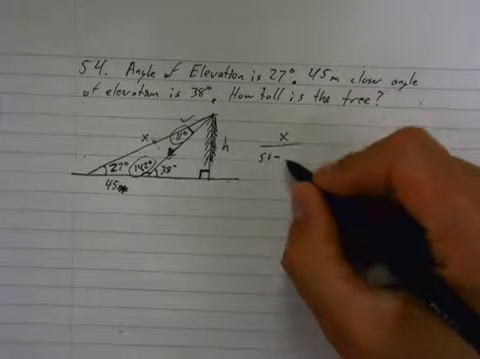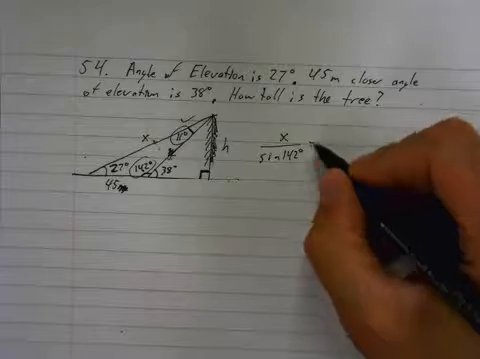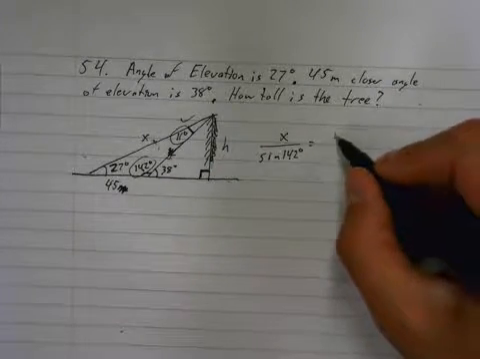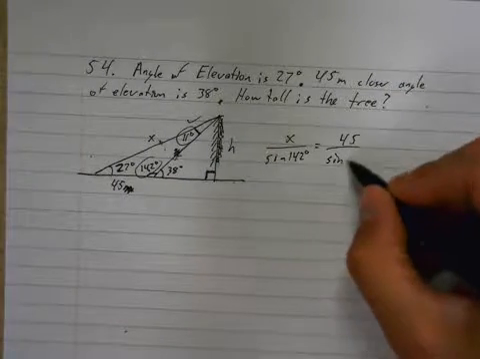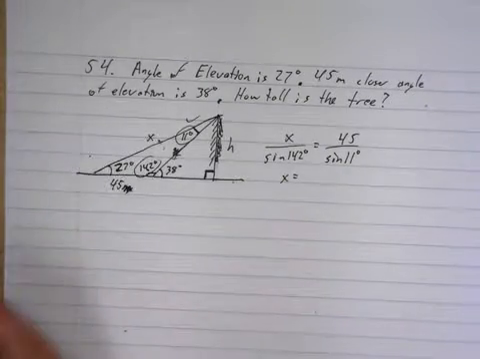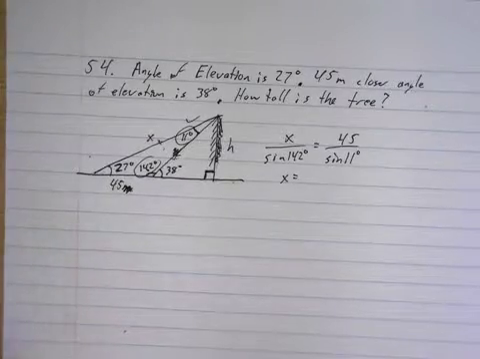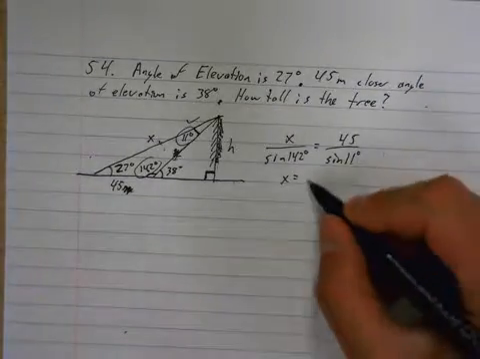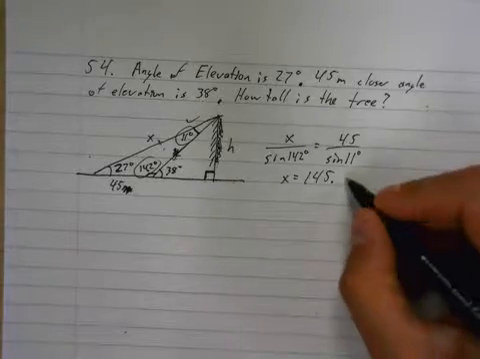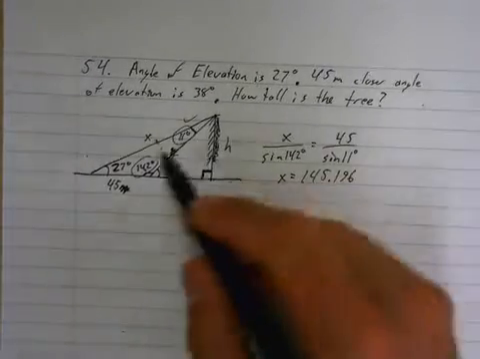X over the sine of 142, because that's its opposite, is equal to 45 over the sine of 11, because that's its opposite. So the x here is 45 sine 142 divided by sine 11, which is 145.196. Going to keep some extra decimal places because I now need to use this.